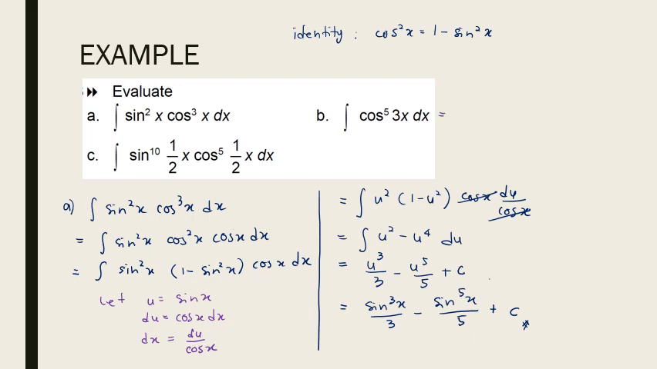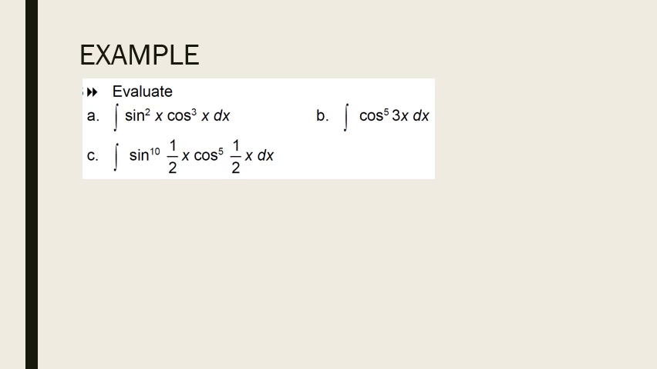I give you the answer. So for B, cos power of 5 3x. Okay, so the answer is 1 over 3 sine x minus 2 sine cube x over 9 plus sine power of 5x over 15 plus c. Okay, so this is the answer for B. Okay, for C, I'm doing for you. Okay, so we go to C.